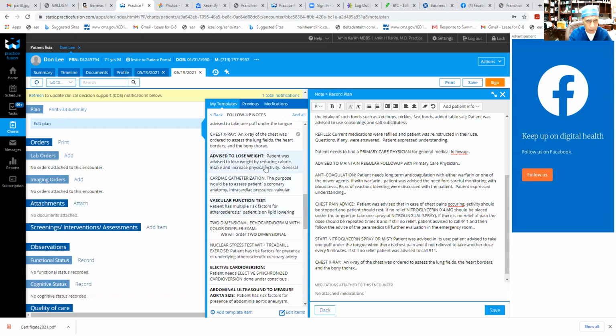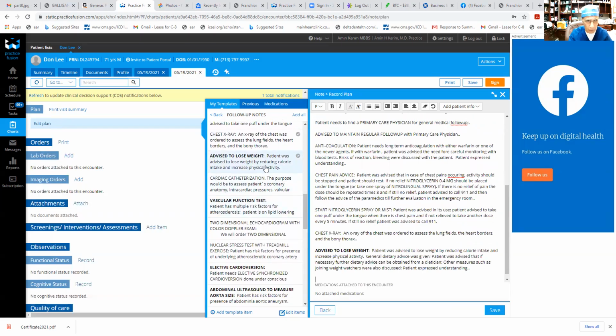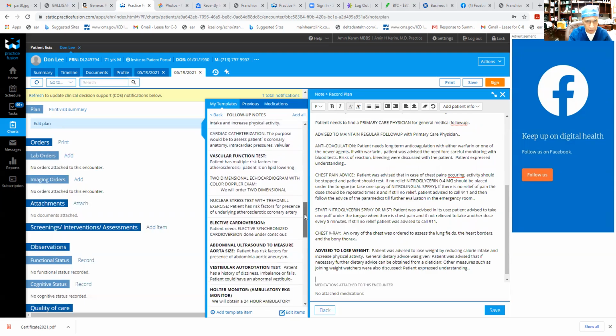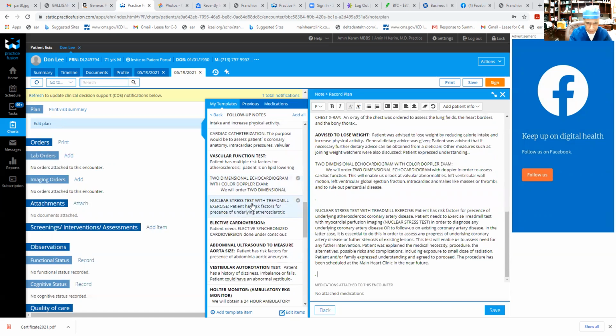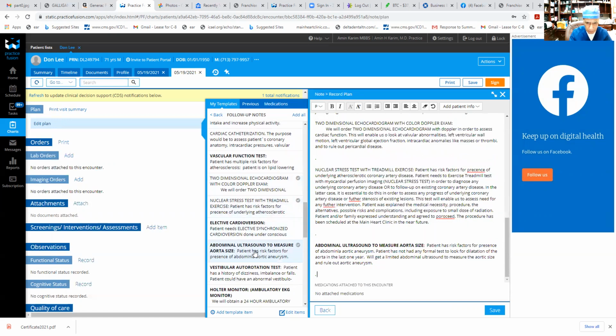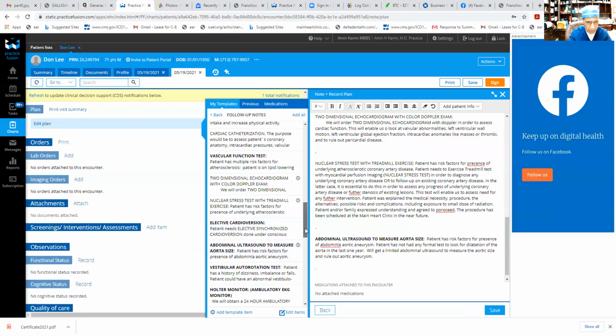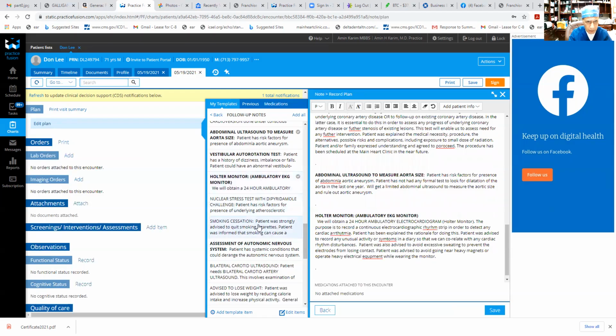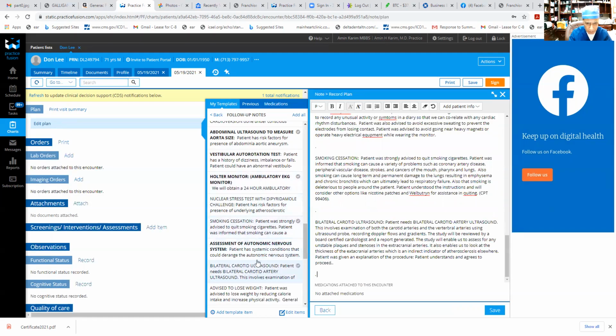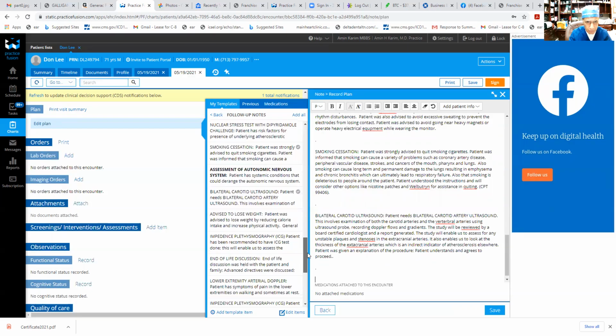Whatever we are planning, we do. Advice to lose weight. Who doesn't have overweight here? So they all need advice to lose weight, which is all written for you. If I order an echo, then here is an echo. If I order a nuclear stress test, here it is. If it is an abdominal ultrasound, here it is. And there are some tests I used to do but don't do anymore. Holter monitor, of course, we do. I tell them to stop smoking, bilateral carotid ultrasound, etc.